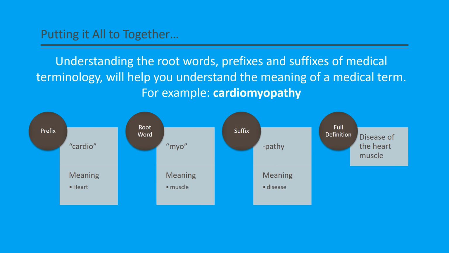Now let's try a more difficult one. Do you know what cardiomyopathy means? Cardio is a prefix for heart, and the root word myo means muscle, and finally, the suffix pathy means disease. Combine all 3 parts and you get a diagnosis of the disease of heart muscle.